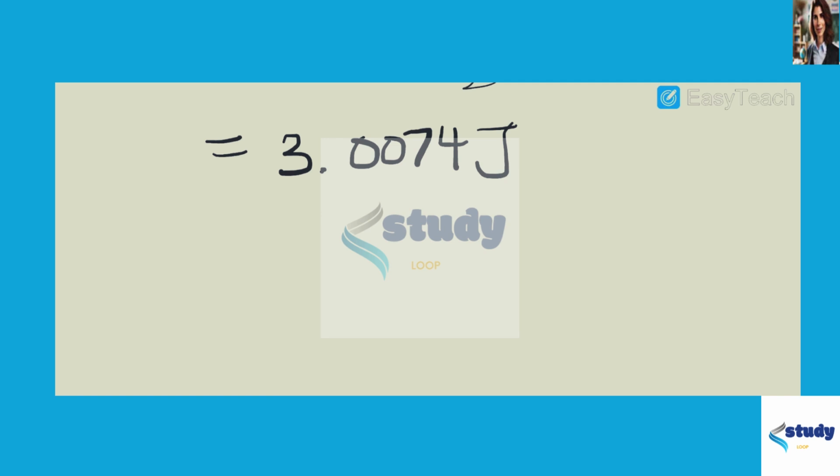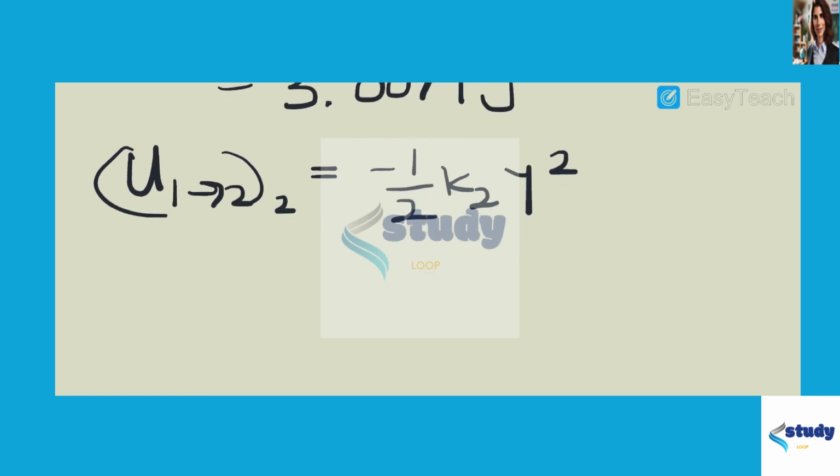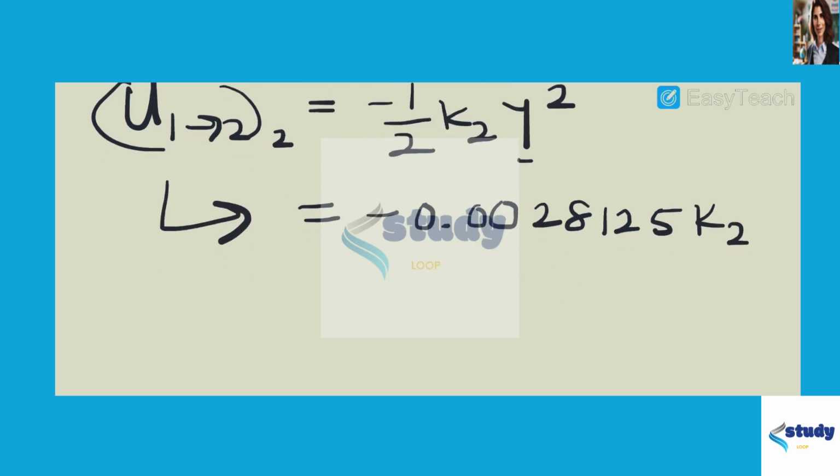Now in position 2, the upper spring is compressed by 75 millimeters. And we can again use this work formula to solve for the work of the force exerted by the spring. I can say this as U from 1 to 2 is equal to negative 1/2 K2 y squared, because we're just compressing the spring and there's no weight force acting on it. We know that the spring compresses by 75 millimeters, so we plug that in for y. And what we get is negative 0.0028125 K2. Remember, K2 is what we're trying to solve for. And this is equal to U1 to 2 of spring 2.